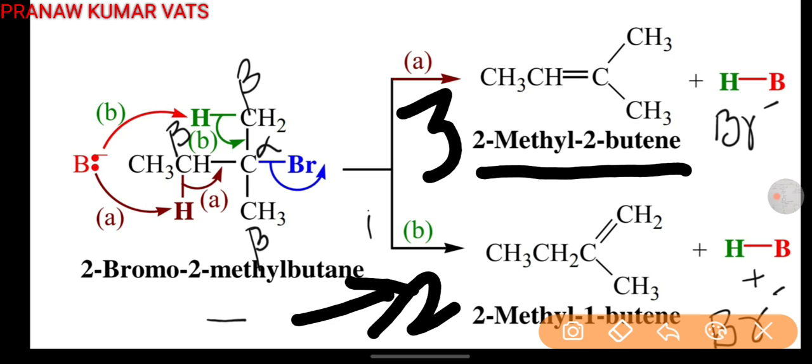Saytzeff says that the more substituted alkene will be the major product. So obviously this one, A, will be our major product, and B will be our minor product. Hope you have understood this Saytzeff rule.